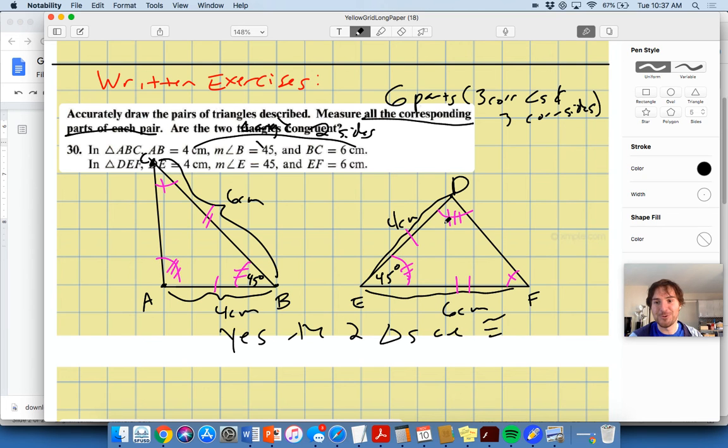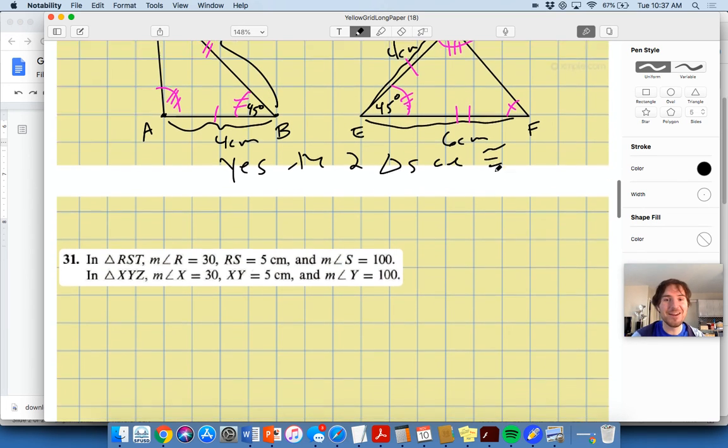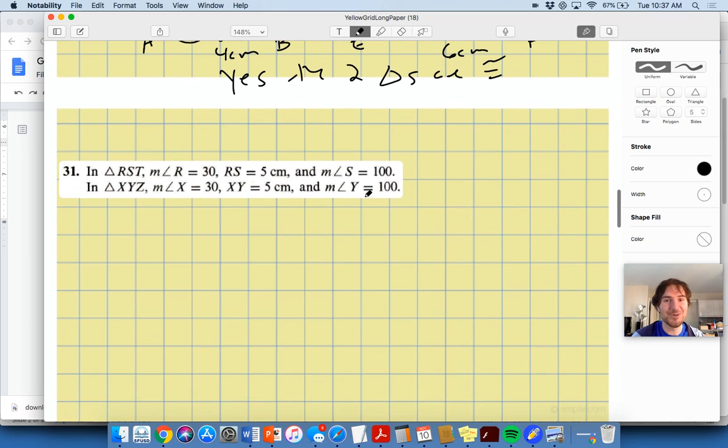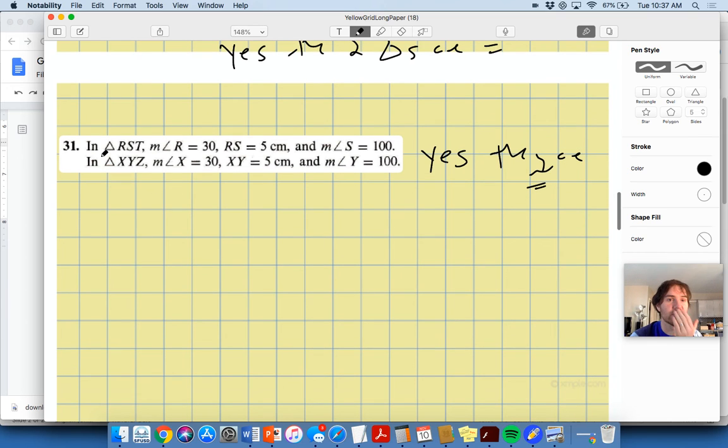It'd be a lot easier if I had a ruler. It would look much more clearly congruent. Anyways, let's see if I can get this one to look congruent, because these ones should be congruent. So I'm going to put that one here. Yes, they are congruent. And let's check this one out.